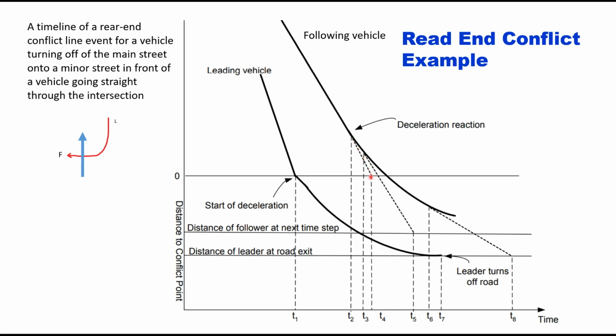Now, this is the trajectory of the vehicle if it doesn't decelerate. That is the time it will reach the zero position. And after decelerating a little, if it stops decelerating and then continues at this speed, then this T5 will be the time when the follower will reach this point. And if this decision continues up to this point T6, then it will reach this distance of the leader at road exit at time T8.